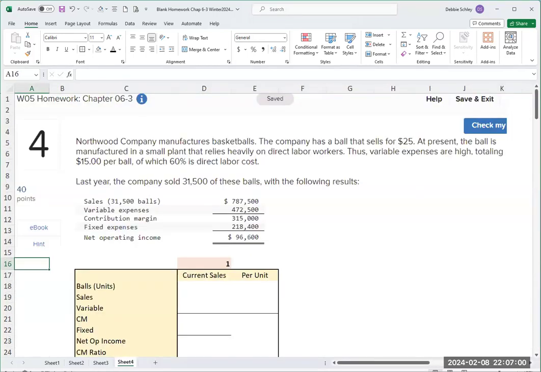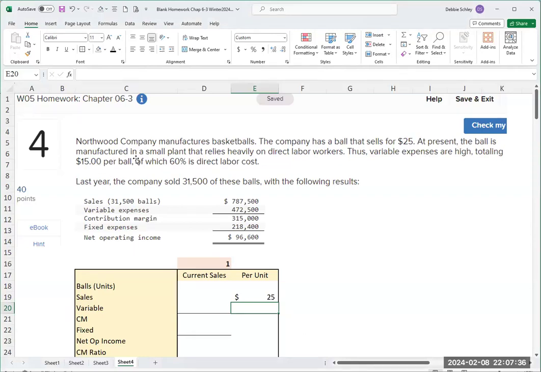Okay, question 4. There's a lot to it, but it's really not as scary as it looks. You just have to take it one step at a time and make sure you understand what they're actually asking you for. So Northwood Company manufactures basketballs. So basketballs are my units, right? Because we're making basketballs. The company has a ball that sells for $25. Okay. So my selling price per unit is $25.